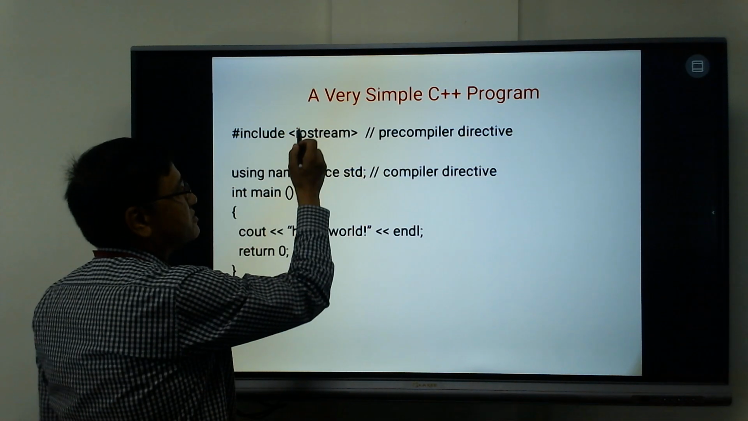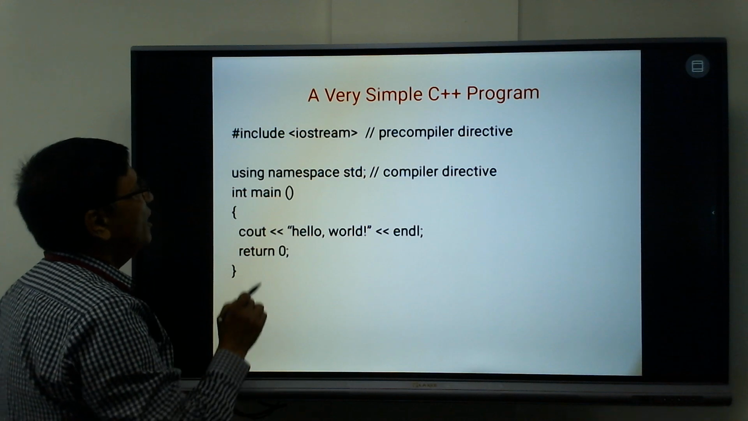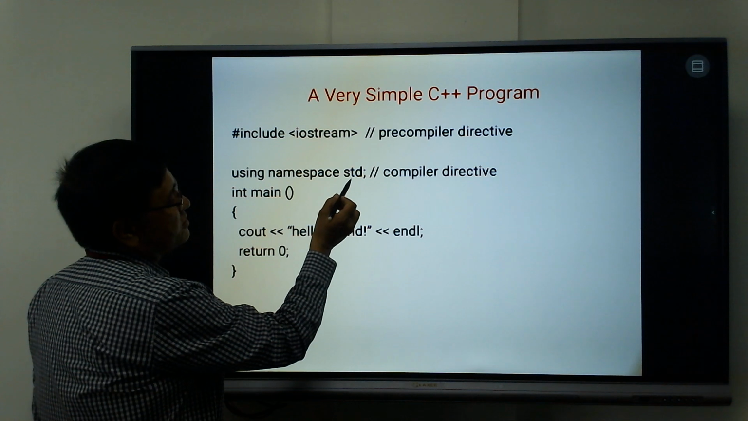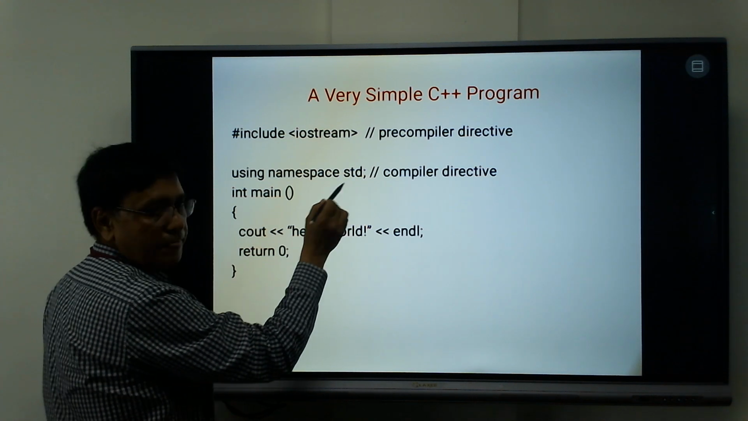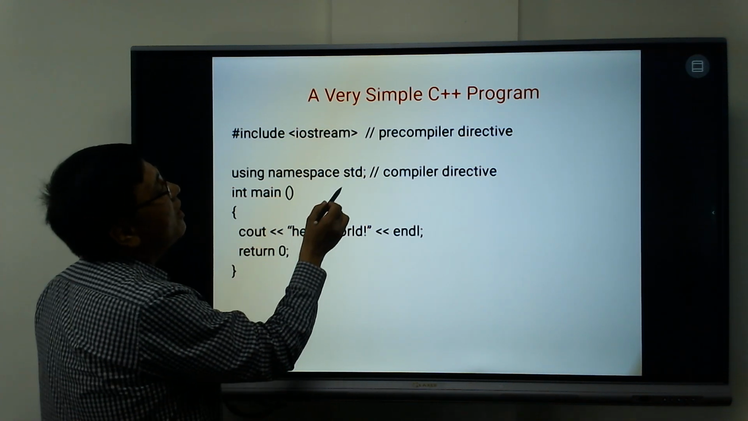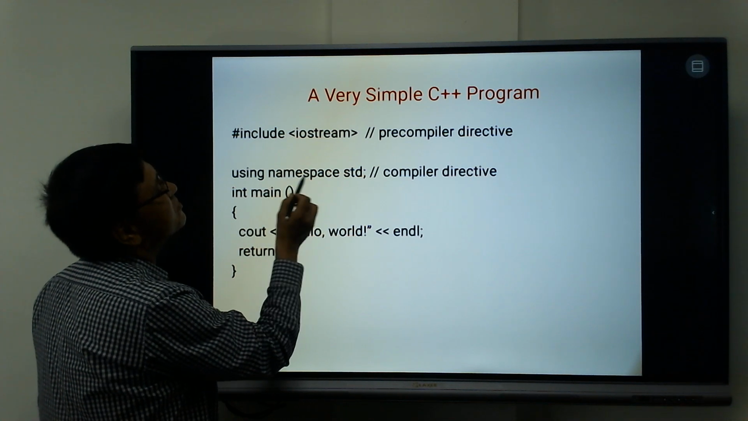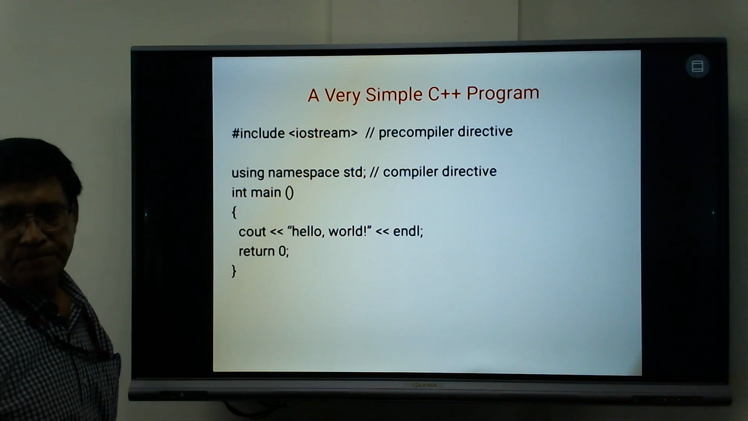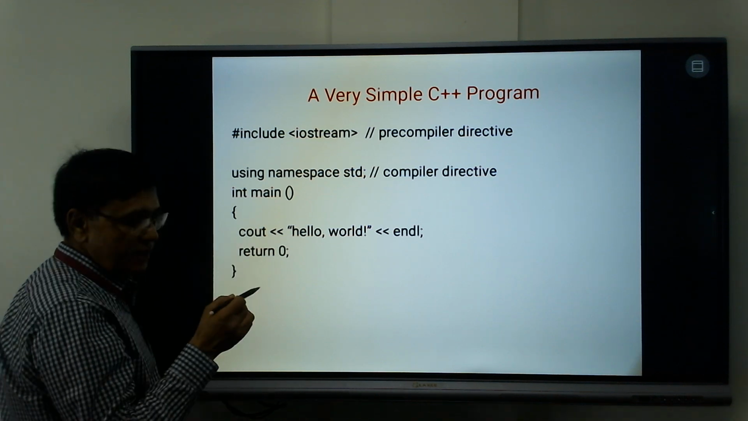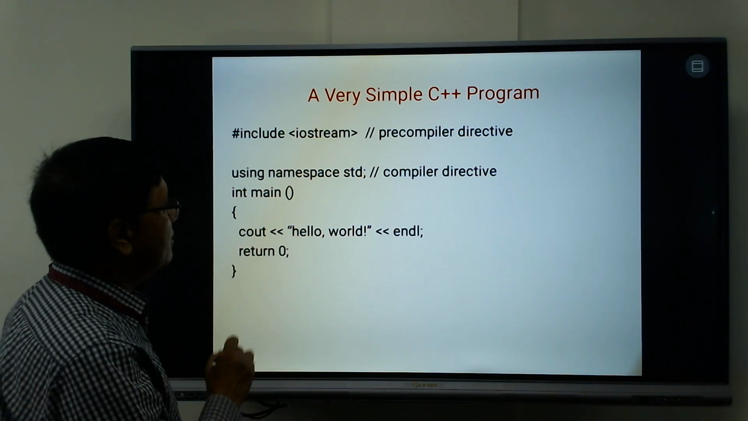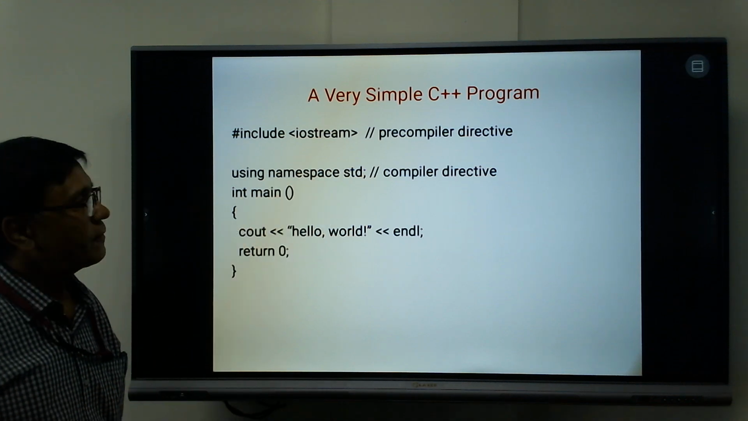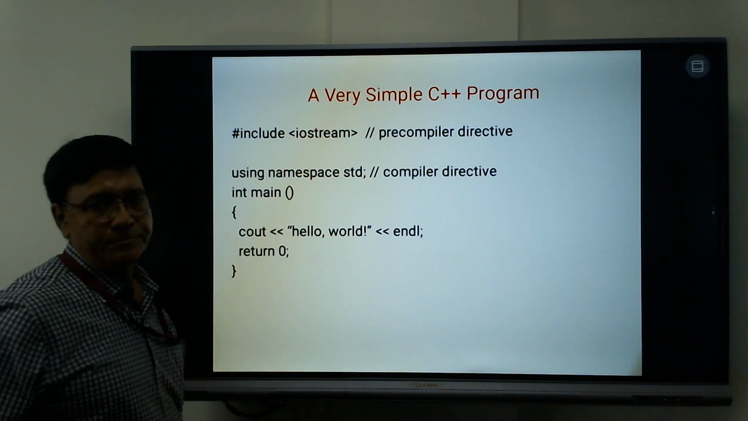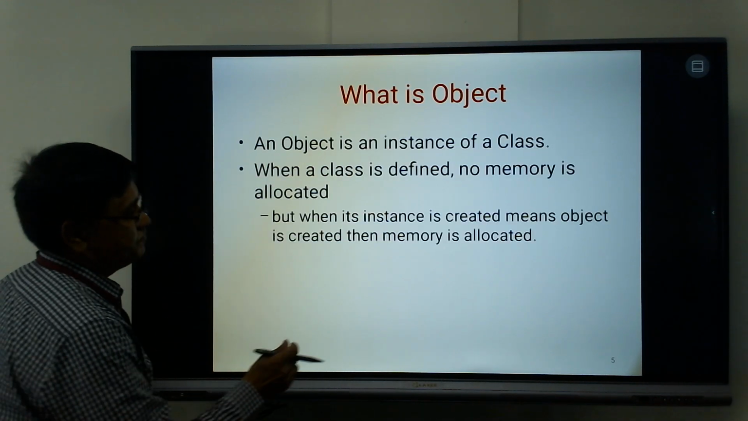You have to include this library file, it is compulsory, and you have to write using namespace std. This is the name of the package which you are including in your program, and this is the method of mentioning the namespace. The cout statement and cin statement are defined in this std package, and this std package is in iostream. So this is the basic structure.